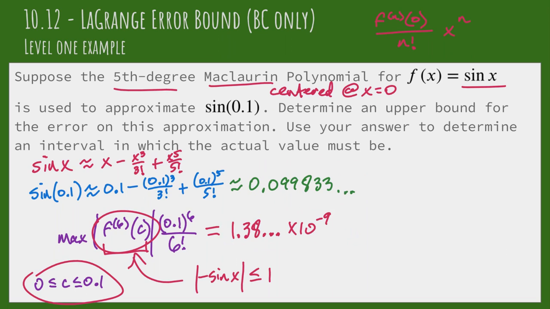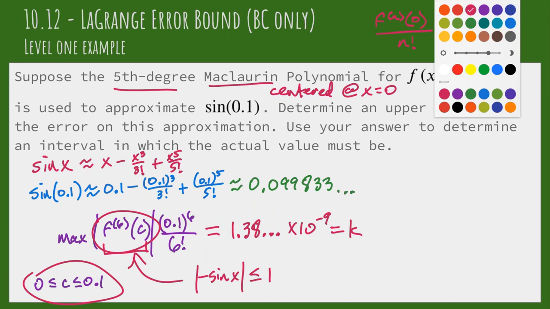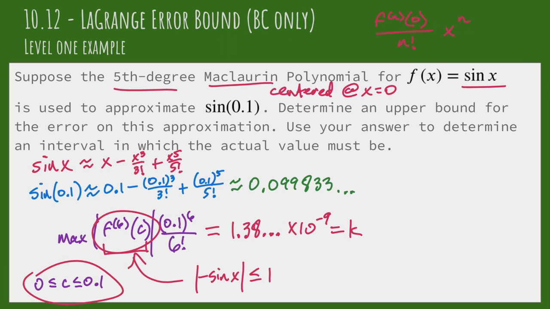So I want to use my answer to determine an interval in which the actual value must be. I'm going to kind of cheat here, and I'm going to say this is equal to, let's say, k. So I know the actual answer, which is the sine of 0.1. That's what I'm trying to approximate here. So that actual answer is going to be somewhere between 0.99833 minus k. It's going to be less than or equal to sine of 0.1, which is going to be less than or equal to 0.99833, and so on, plus k.